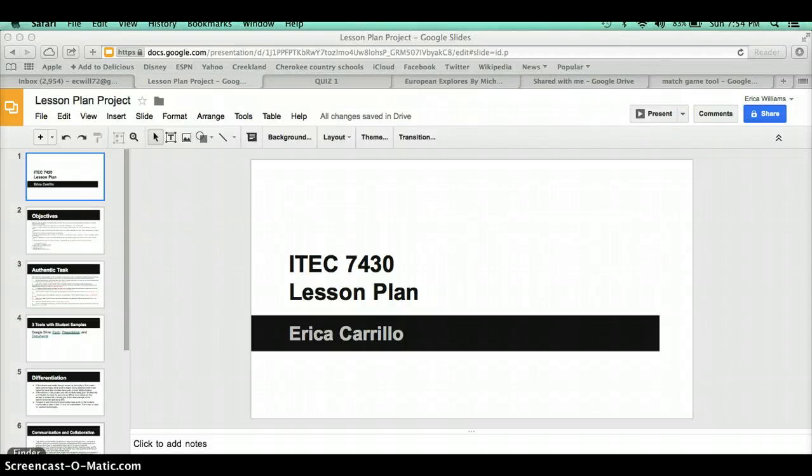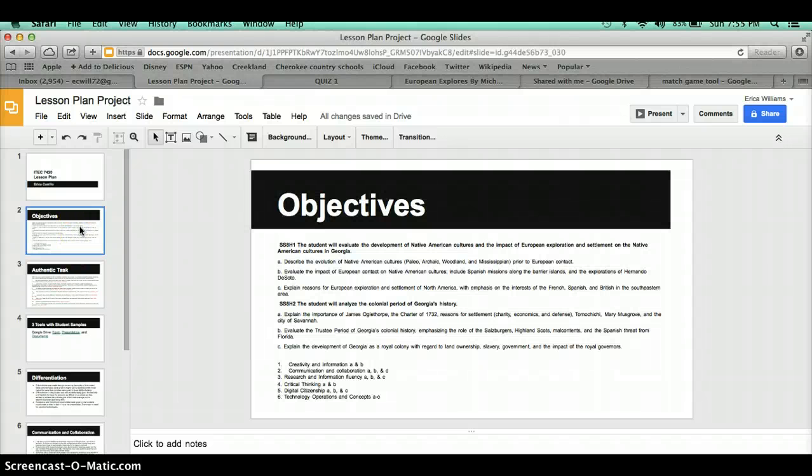This is my lesson plan for my ITEC 7430 class. The objectives of this particular project were to cover the standards of Native American cultures and the impact of European exploration and settlement on the Native American cultures in Georgia, and also to analyze the colonial period of Georgia's history. You can see that the technology standards have also all been covered.